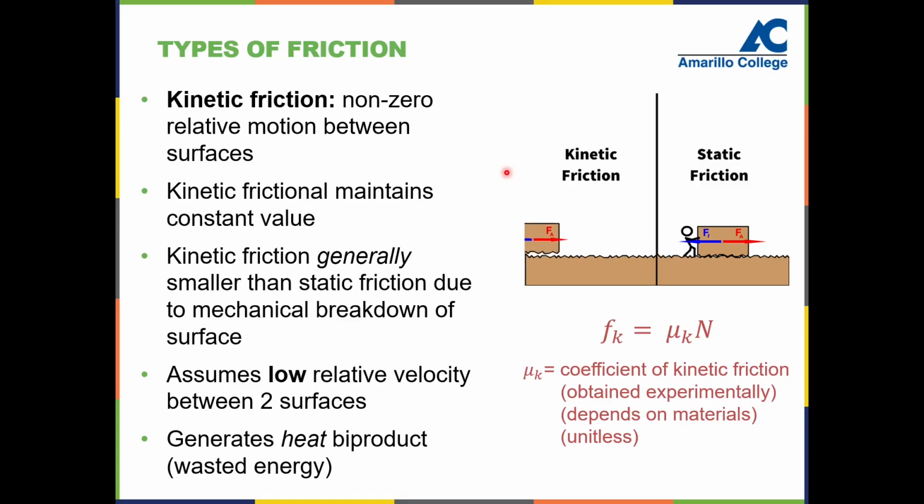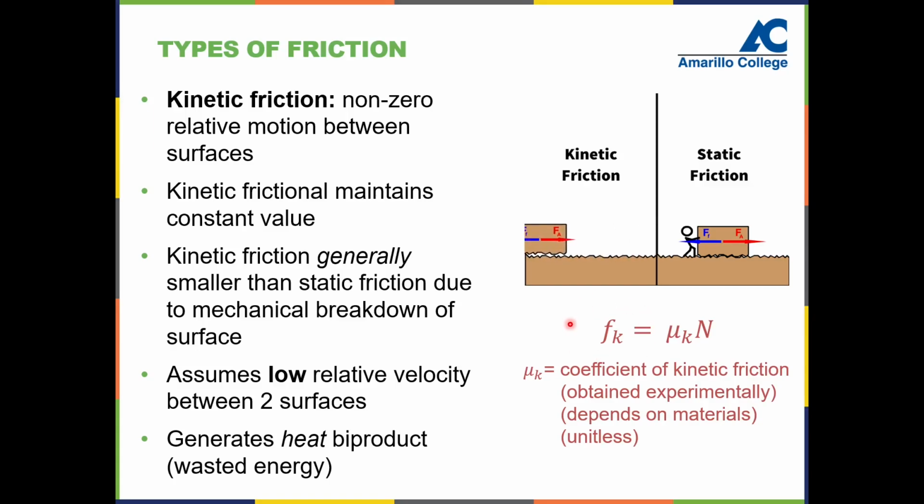It's actually a constant value. But once again, we model it the exact same way that we model static friction. We have some coefficient of friction, and this time we're going to talk about a coefficient of kinetic friction, and it's still multiplied by a normal force, and that gives us the force value of our kinetic friction.